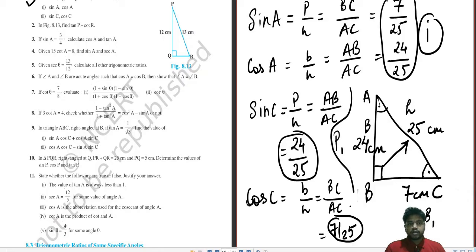So moving on further, we can solve the sums like this, like 1, 2, 3, 4, 5, 6 and 7 also. Okay, no, till 6 you all can solve in this way. If angles A and B are acute angles such that cos A equals cos B, then show that angle A equals angle B. Let's solve number 6. First, you all look over this sum and we'll move on to the number 6 sum afterwards.